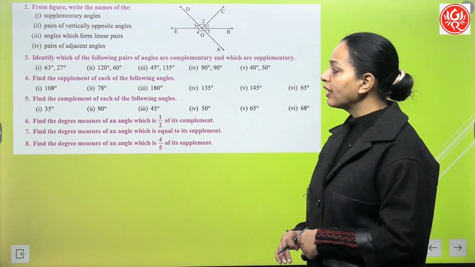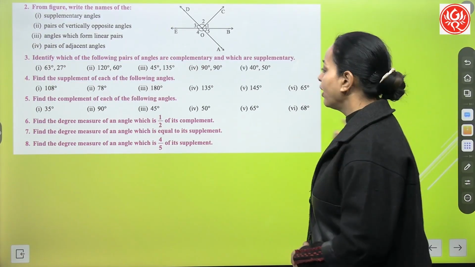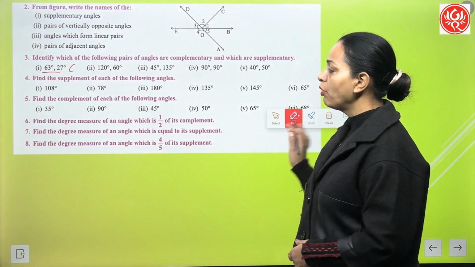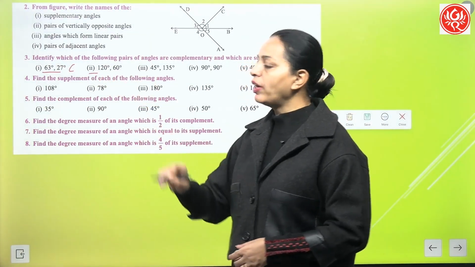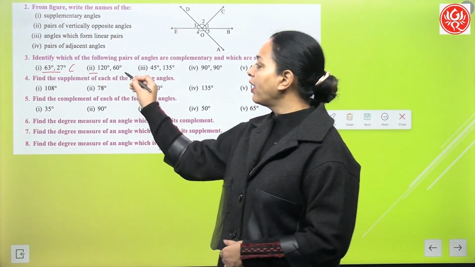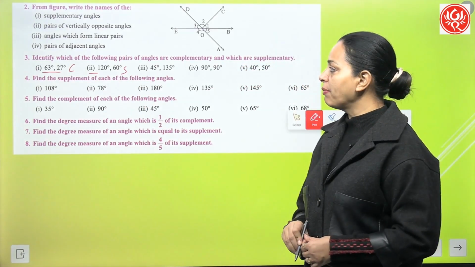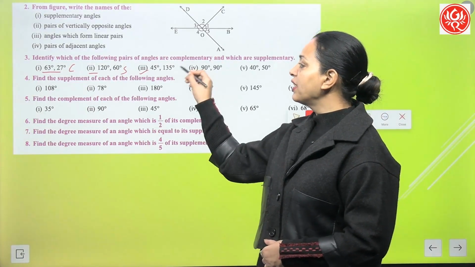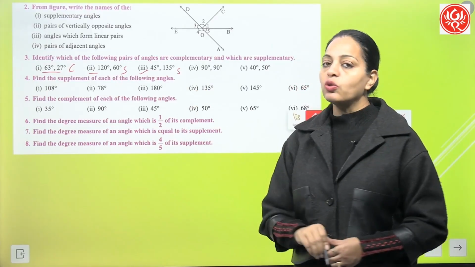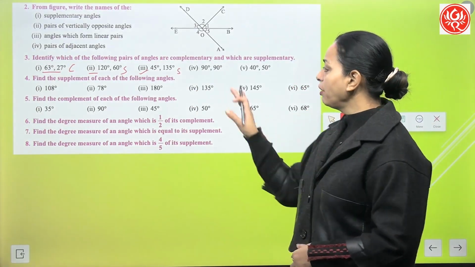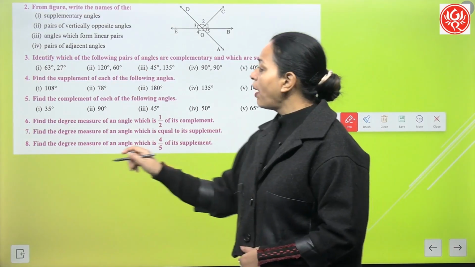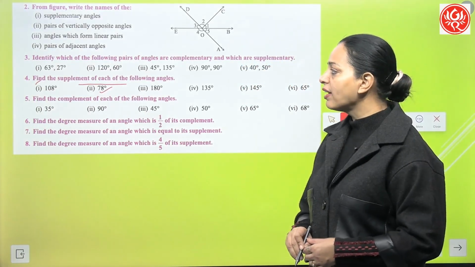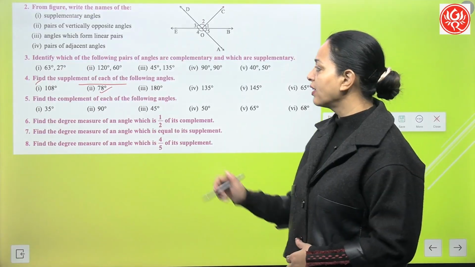Now take the sum of the angles. Like the first part, 63 degrees plus 27 degrees, sum is 90. So these are complementary. Okay. Now the second part, 120 degrees and 60 degrees, their sum is 180 degrees. So these are supplementary. Similarly, the third part, 45 degrees and 135 degrees, their sum is 180 degrees. So these are supplementary. So you can try the remaining parts. Now the fourth question, find the supplement of each of the following angles, like 78 degrees, second part. How can we find the supplement of any angle?